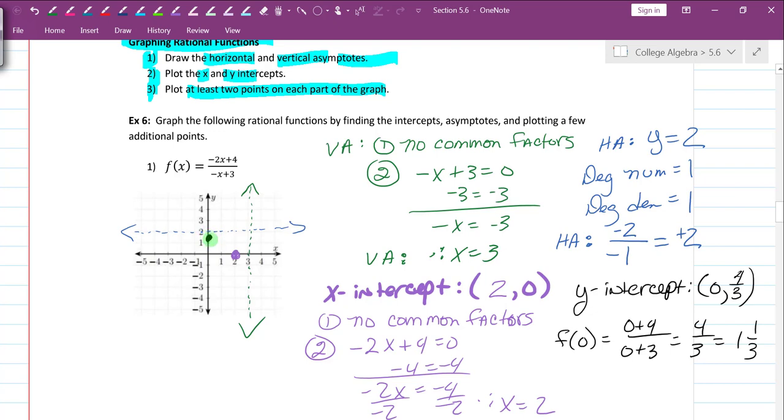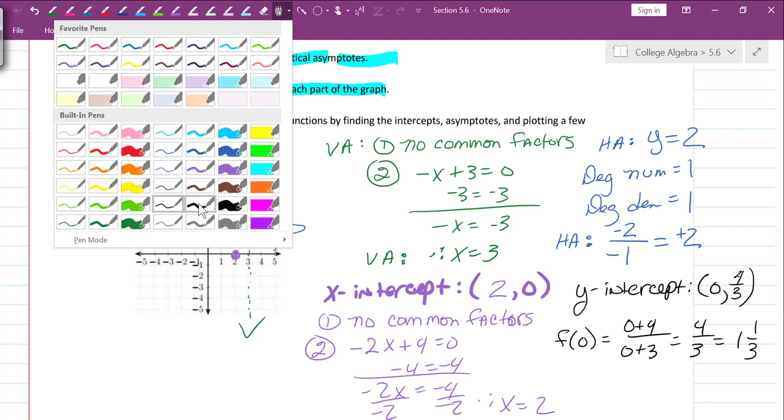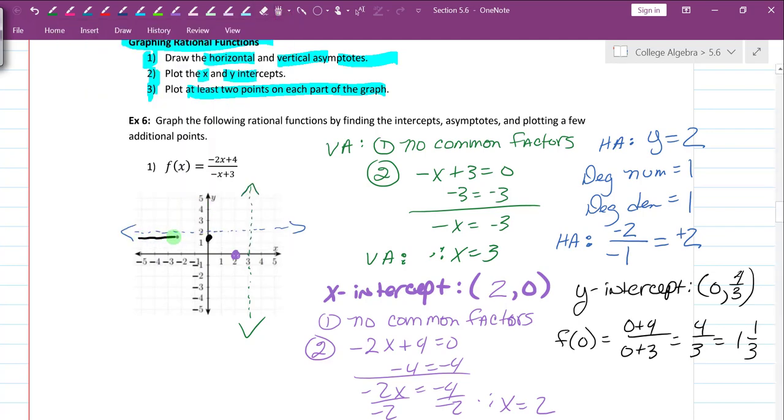Okay. Now the next thing we need to do is it says plot at least 2 points on each section. So I need to plot 2 points using values in here, okay, and then 2 over here. So I already have 2 right here, and I'm just going to use those 2. And it will tell me then that my shape of my graph is like this.